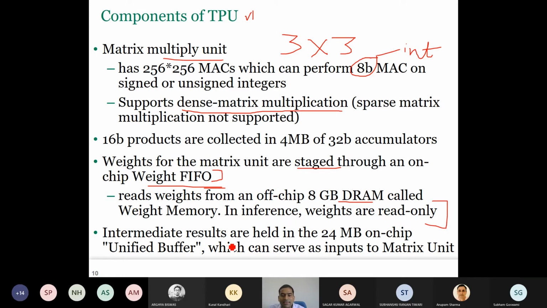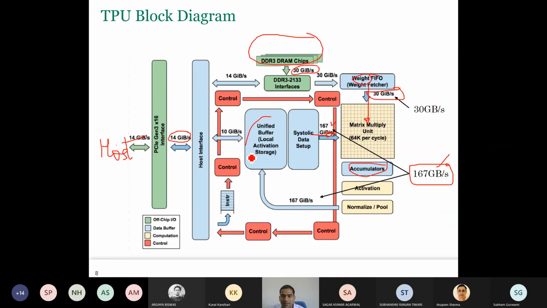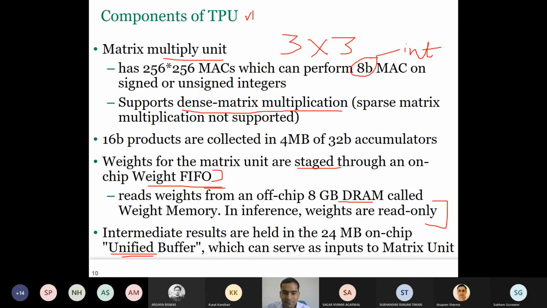Intermediate results are held in the 24 megabyte on-chip unified buffer. That is the unified buffer here. Whatever output we get from the first layer will be called the intermediate output of the first layer, which will become the input of the next layer. So intermediate results are held in the 24 megabyte on-chip unified buffer, and that's why it will serve as an input to the matrix unit.